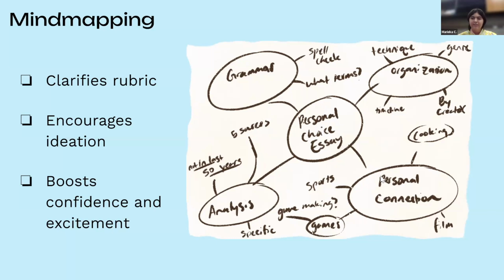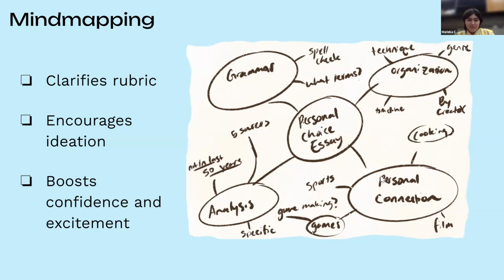So in the example image I have up here, this student has been assigned by the history teacher to write a personal choice essay. So they get to choose their topic, but it has to be historical. In this context, the student might come in and say, I'm really struggling to come up with an idea. So we take a look at the rubric and we break it down from there. So shooting off in the larger bubbles, we have the 4 key aspects of the rubric the student's been assigned: their grammar, their analysis, their personal connection, and their organization.